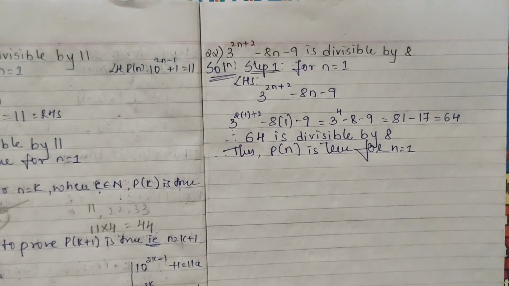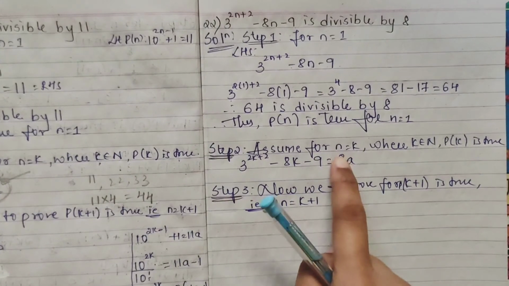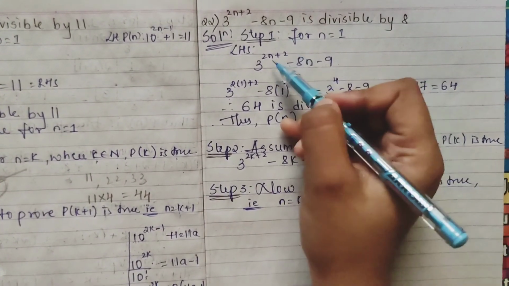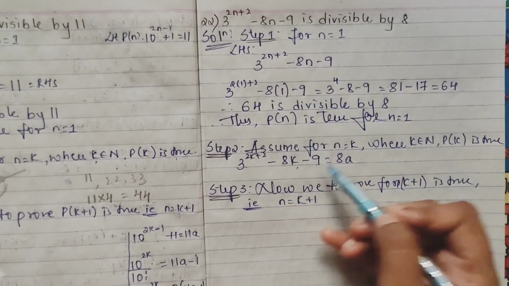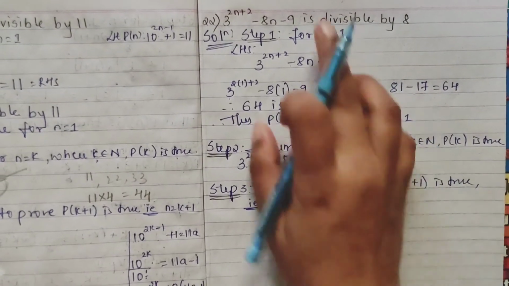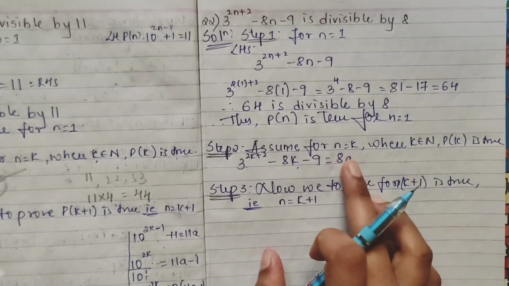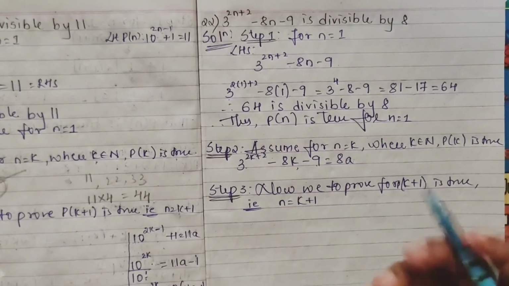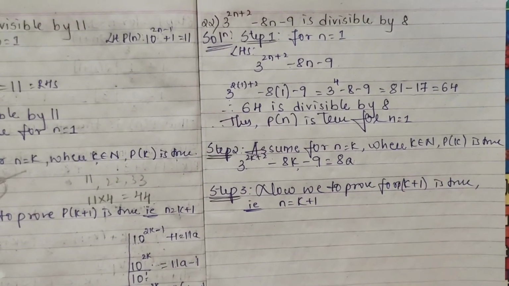In the same way we will go for our step 2. So our step 2 was: assume for n is equal to k, where k belongs to N, P of k is true. So wherever n is there, we are putting k. So it becomes 3 raised to 2k plus 2 minus 8k minus 9 is equal to 8a. We assume it as a because they are telling 8a, it is divisible by 8. It can be 8, it can be 16, it can be 24, anything it can be. So we take it as a, so that this will be a multiple of 8 itself.